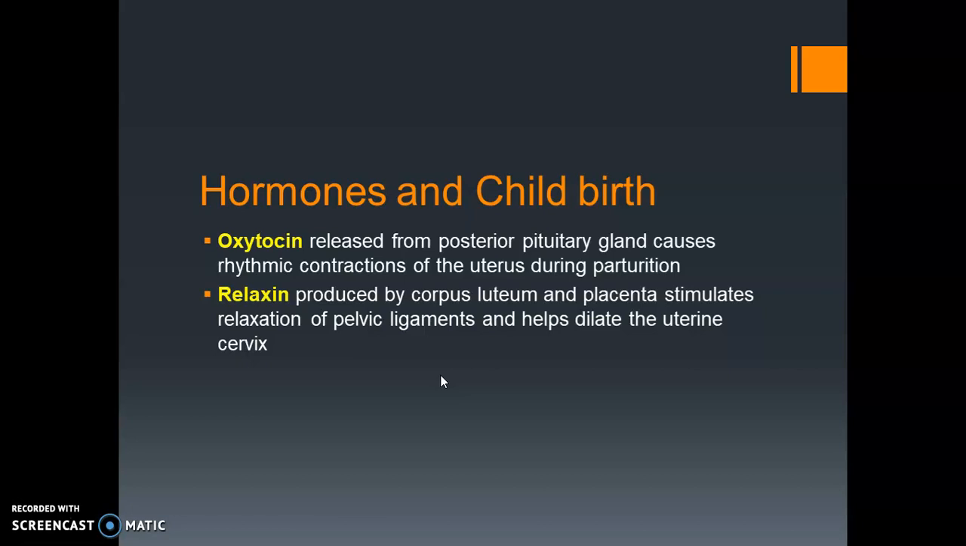So the pelvic ligaments are relaxed, and this causes the dilation of the uterine cervix. The rhythmic contraction of the uterine wall, together with the relaxation of the pelvic ligaments and dilation of the uterine cervix, will deliver the child through the uterine cervix and the vagina of the mother. So oxytocin and relaxin are the two hormones which cause childbirth.